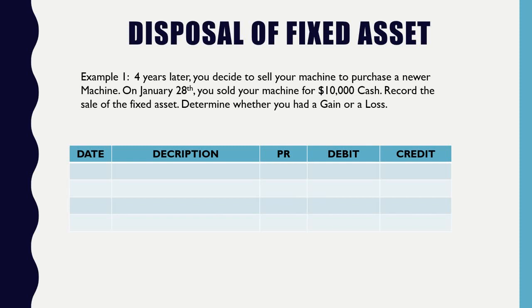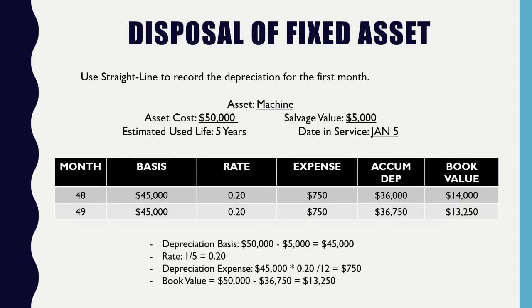Record this sale of the fixed asset and determine whether you got a gain or a loss. In this case, you're going to go into your books and look at your depreciation table. 4 years later, 4 times 12 months is 48, plus 1 extra month, because you're going to depreciate an extra month since you sold it as of January 28th. You pretty much used it for that extra month of January.